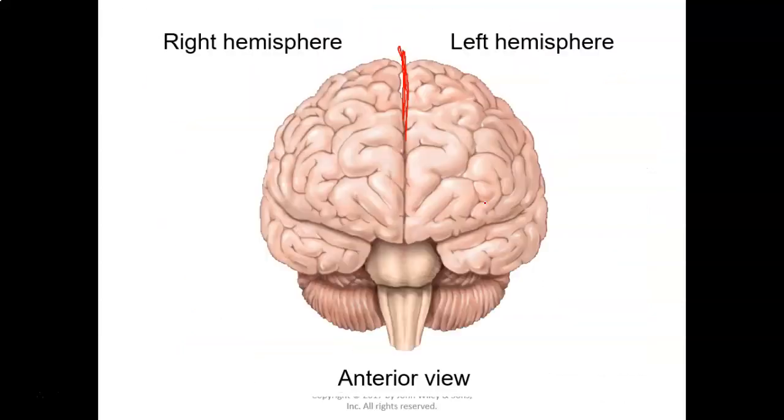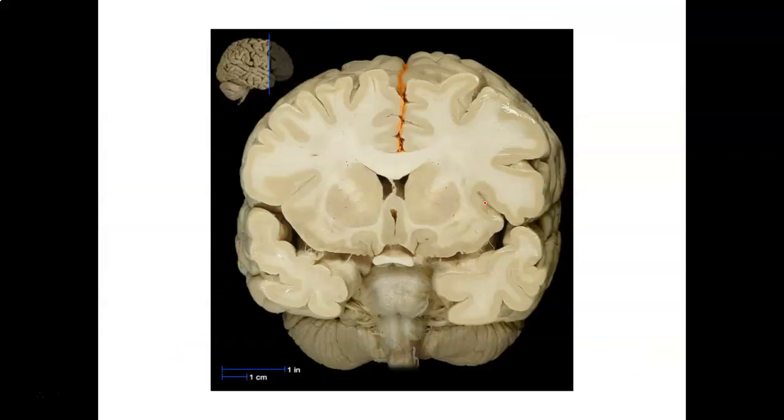All right. So, the reason why we have these gyri and sulci is that we have to be able to maximize how much cortex there is in the brain.